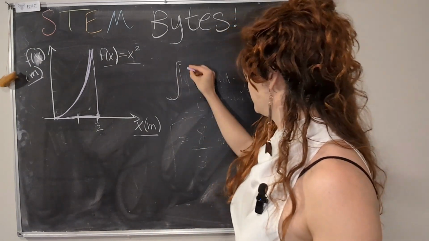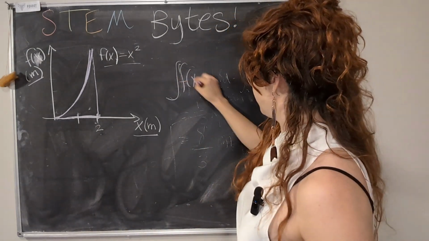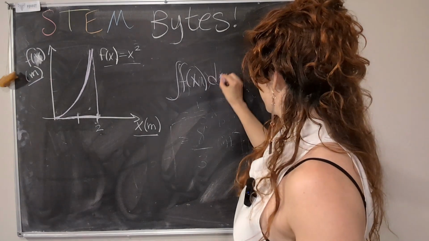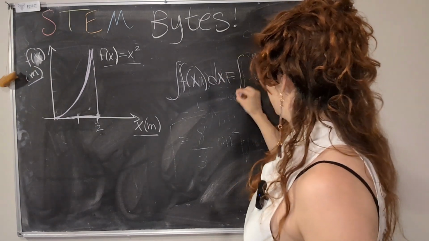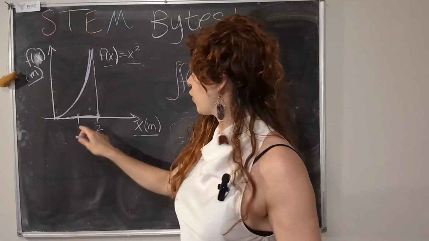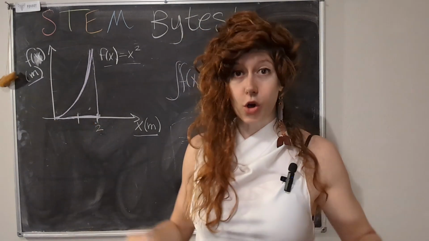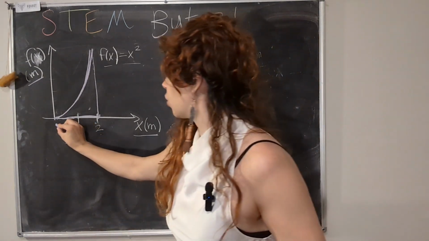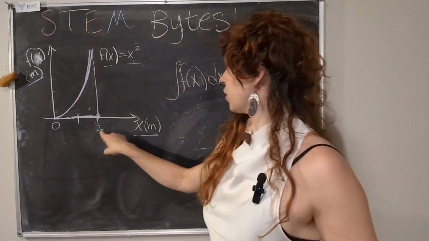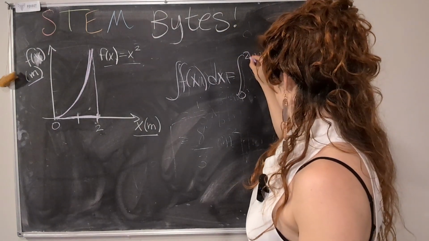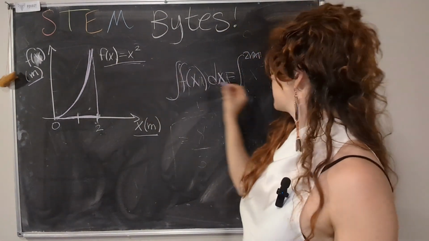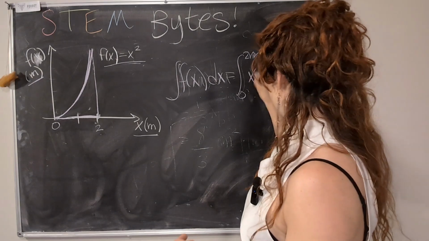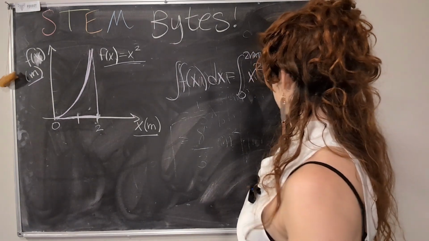And what we do is we take the integral of our function f of x with respect to the variable dx, and since we are doing it over a defined area, that's called a definite integral. So we are taking the integral from 0 to 2 meters of our function f of x. So we plug in x squared for f of x with respect to dx.